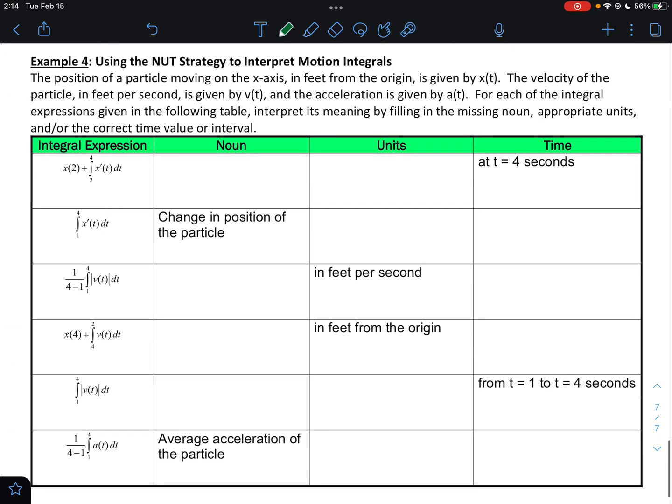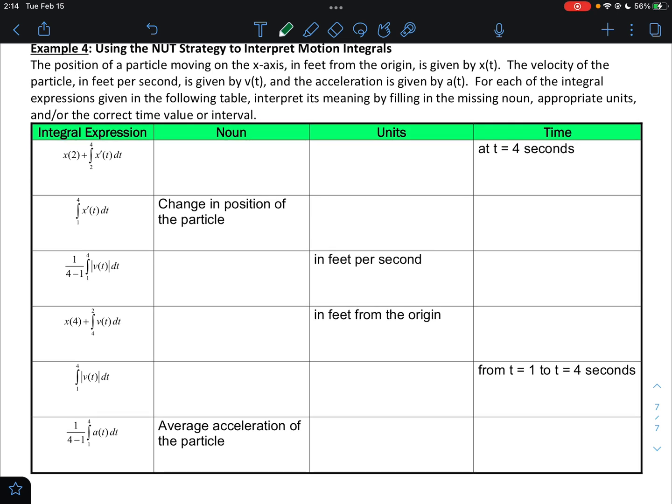All right, last example, example 4. Remember we talked about the NUT strategy, the noun, the unit, and the time. So we're just going to fill out this table here, and it would not be a bad idea if you would pause the video at this point and try to fill out this table on your own, and then come back when you're done. Try to fill in what each of these represent in terms of nouns, units, and time.